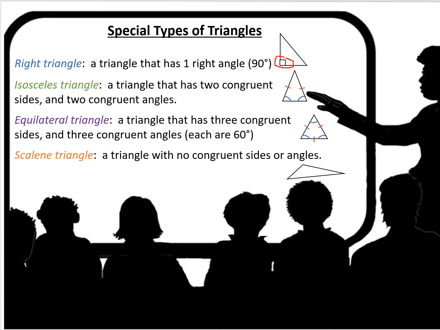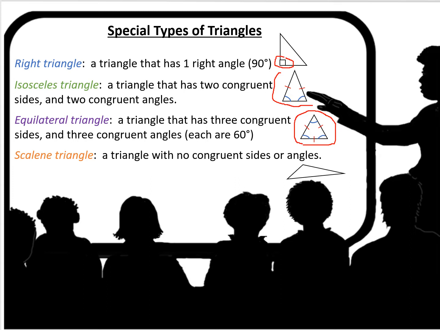So as you can see in this picture here, two of the sides are congruent. That means they're equal to each other in length, and two of the angles are also congruent. An equilateral triangle is a triangle that has three congruent sides, and it also has three congruent angles, each of which are 60 degrees. So right here you see a depiction of an equilateral triangle.